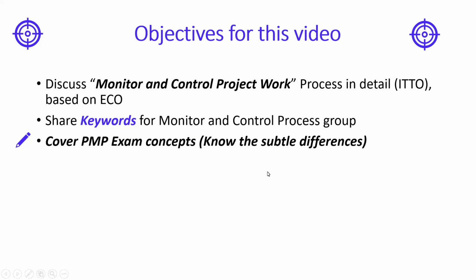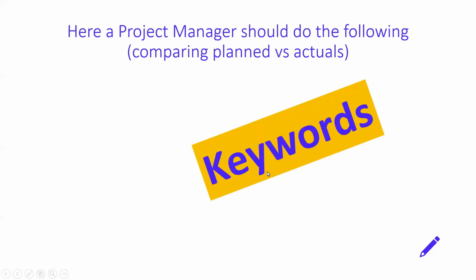Okay, let's get started. In monitor and control project work, the project manager should do the following: compare plan versus actuals. Now, these are the keywords. Analyze the data obtained from the work performance data, which comes from direct and manage project work. Measure that and see whether it needs corrective actions or not. Evaluate, so how is this data coming? Is it good, bad, ugly? You'll have to look into that.